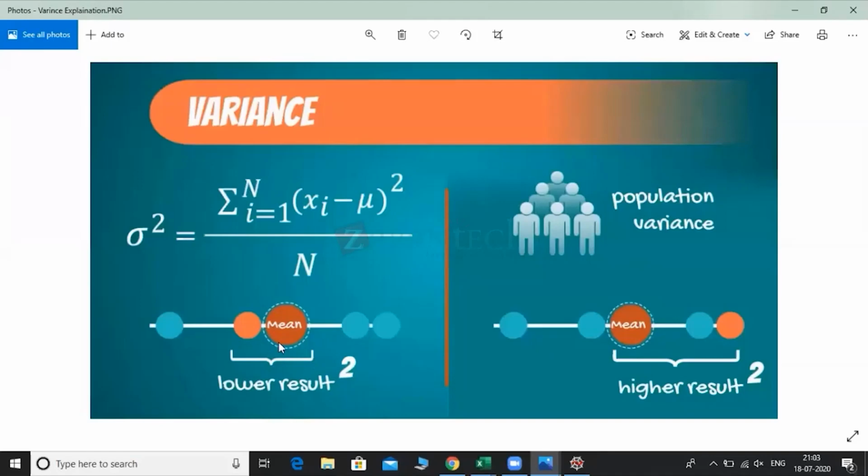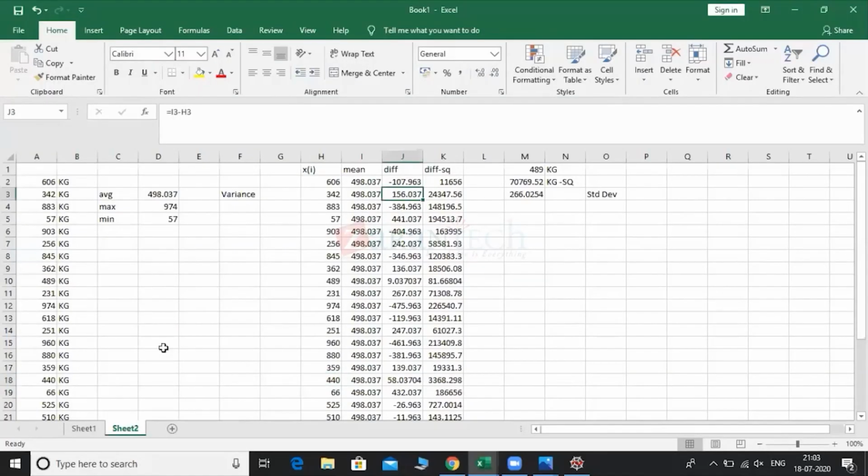If the difference is very small, the variance will be small. If the difference is high, the variance will be high. And that is what we are basically trying to sort out: whether the average number is too far off from the actual number, or too close to the actual number. So that is what we are trying to look at, and standard deviation gives us that picture.